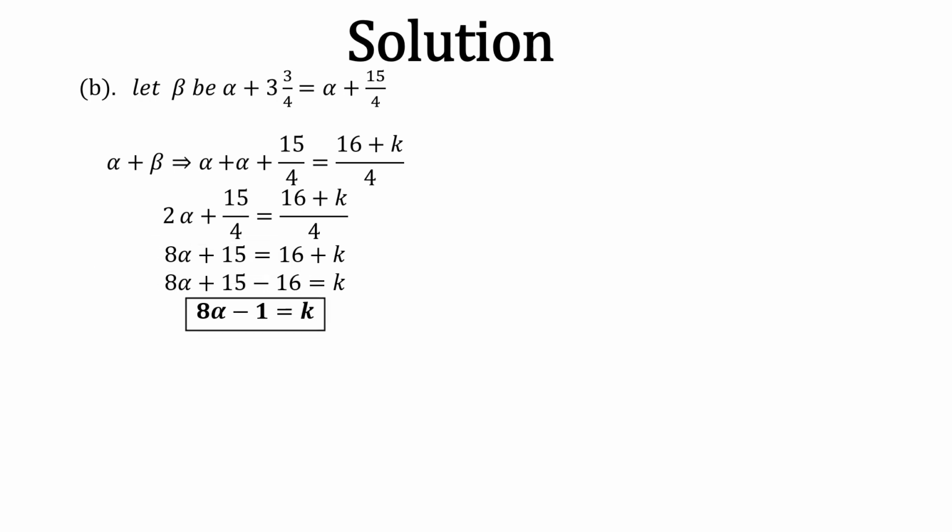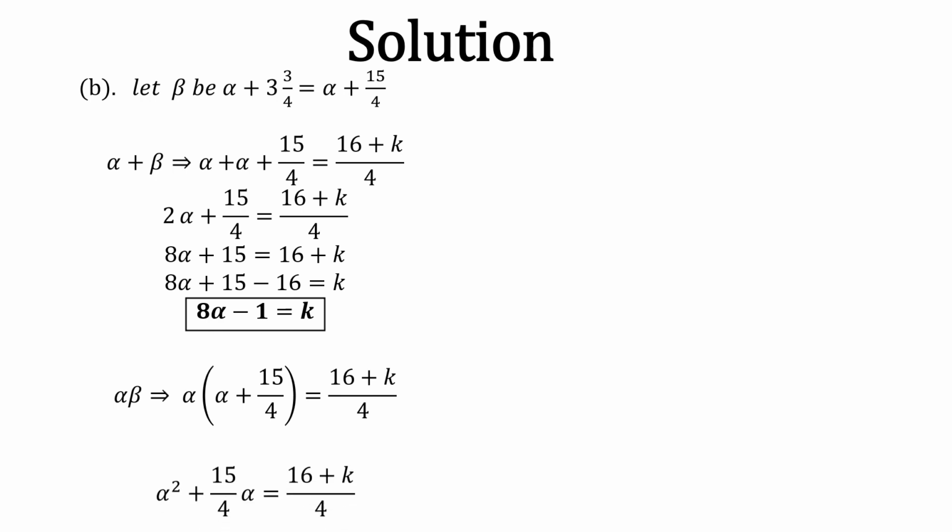Okay, now let's also find an expression for alpha beta. So from what we did first, alpha beta is equal to (16 plus k) over 4, right? So we can find a new expression for that and say alpha times (alpha plus 15 over 4) is equal to (16 plus k) over 4. Alpha times alpha, alpha squared. So alpha squared plus 15 over 4 alpha is equal to (16 plus k) over 4.